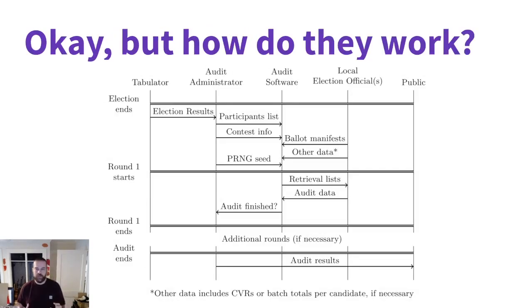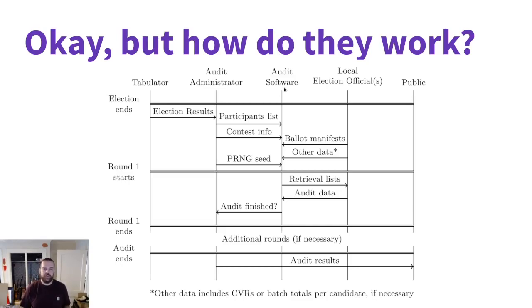So how do they actually work in practice? This is a network diagram that's in the paper. I'm not going to go through it all, but essentially I just want to outline that you have five-ish main stakeholders here. You have the tabulation system that produces the election outcome, whether that be hand counting or computer tabulators or whatever. You have an audit administrator, who is typically a state-level election official in charge of overseeing the whole process and entering data and communicating and all of that.